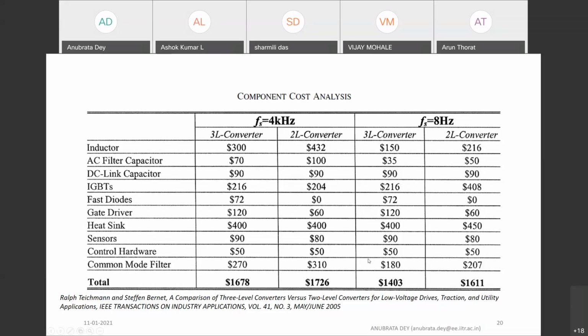Like the common mode filter, you require a lower common mode filter because it generates lower common mode voltages. If you look at the control hardware, the control platform will remain the same. Sensor-wise it remains almost the same, and heat sink-wise it is a little less because it gives you lower losses. The gate driver has to increase because it has many more switches. So overall, you get a much better price compared to a 2-level converter when your switching frequency is increased.